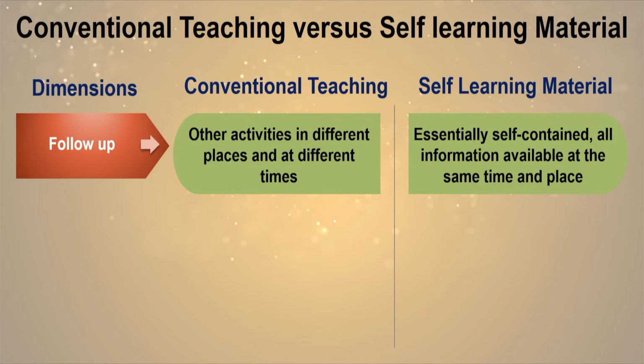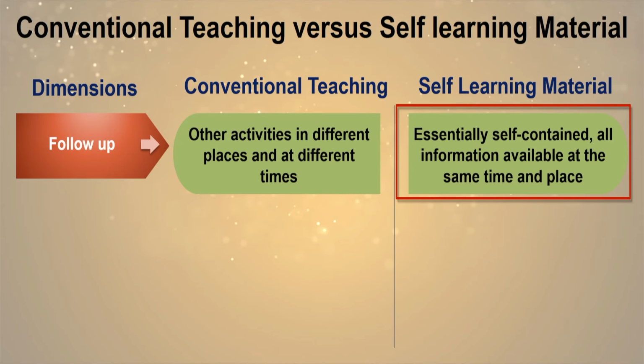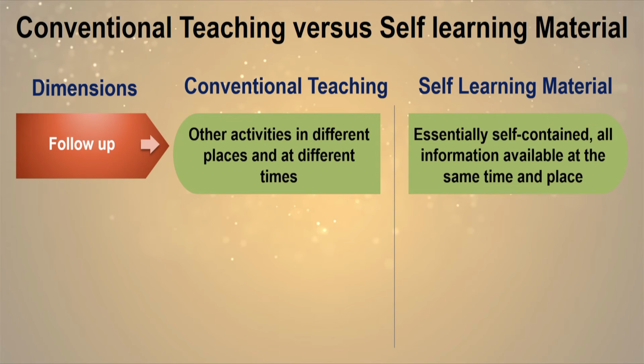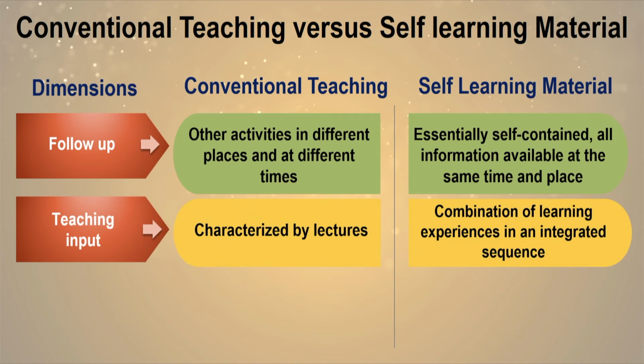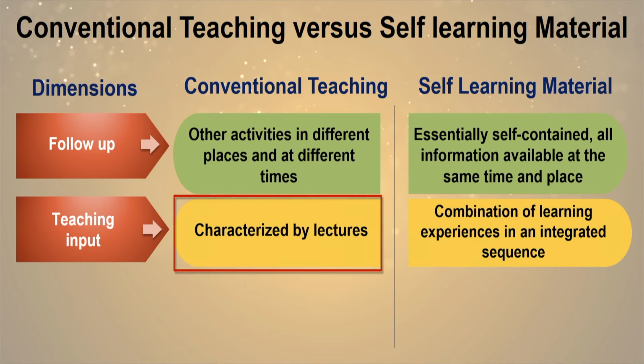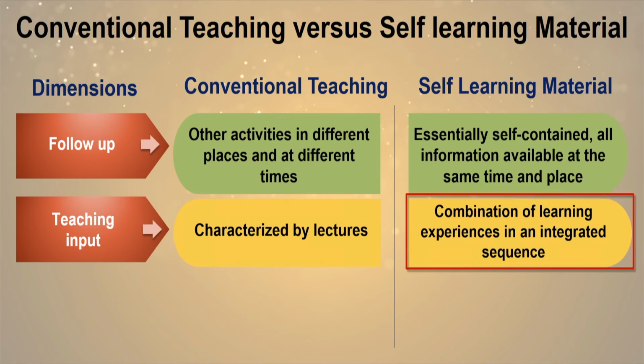whereas self-learning material is highly self-contained and all information is supplied along with it, maybe as audio clipping or video clipping. As for teaching input, it is highly characterized by lectures in the conventional mode of teaching, whereas self-learning material involves a combination of learning experiences in an integrated manner. It may include graphics, pictures, diagrams, video, etc.